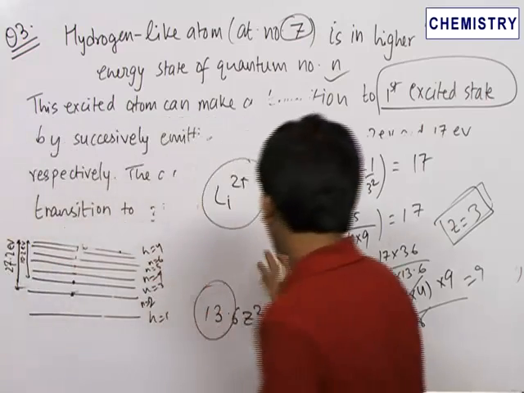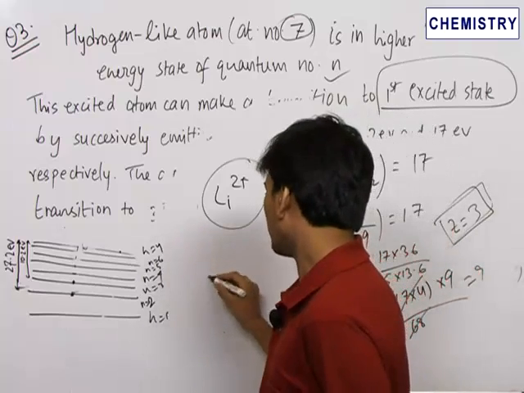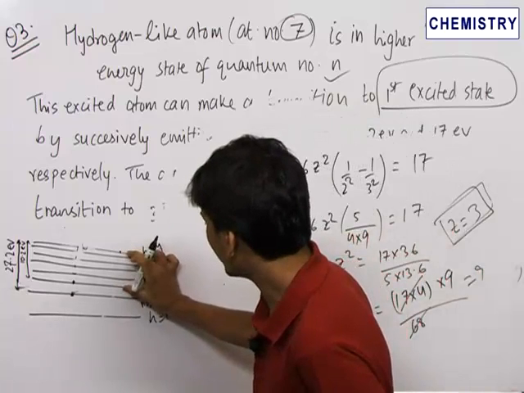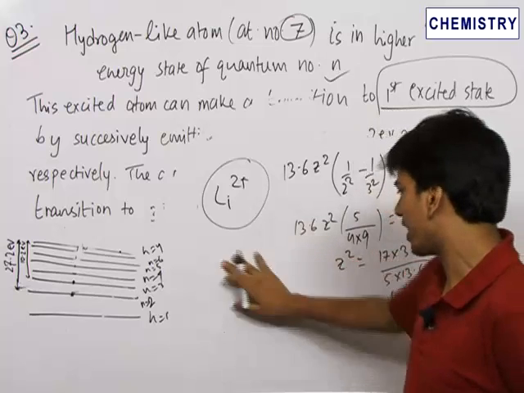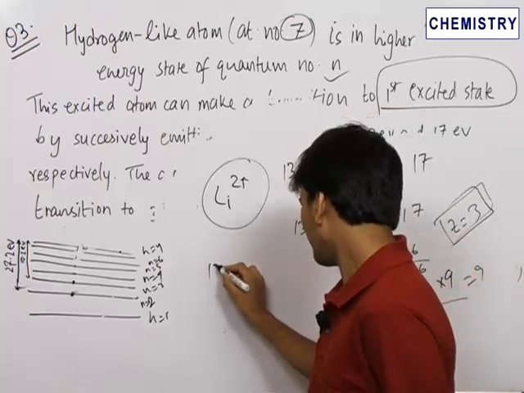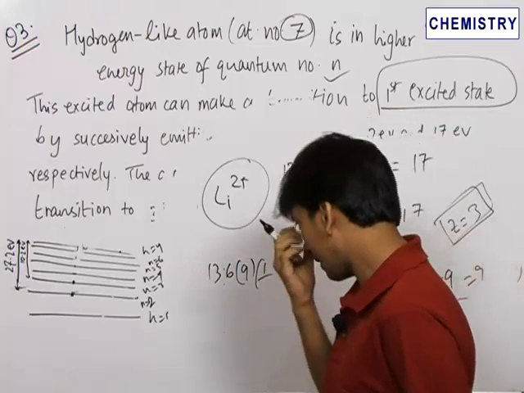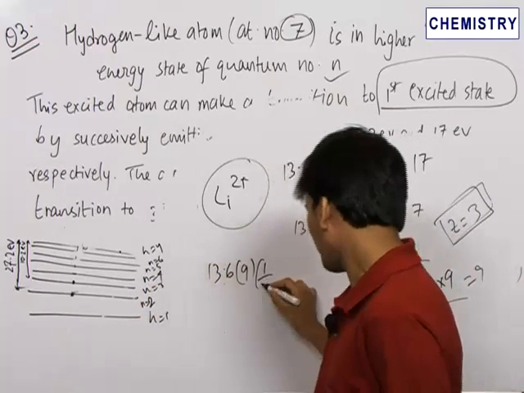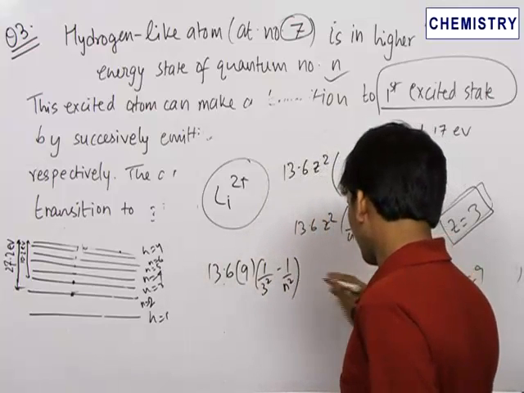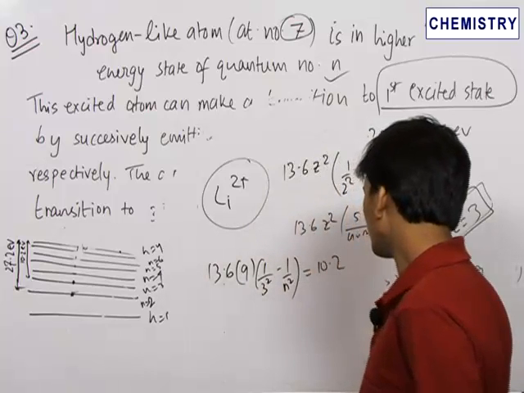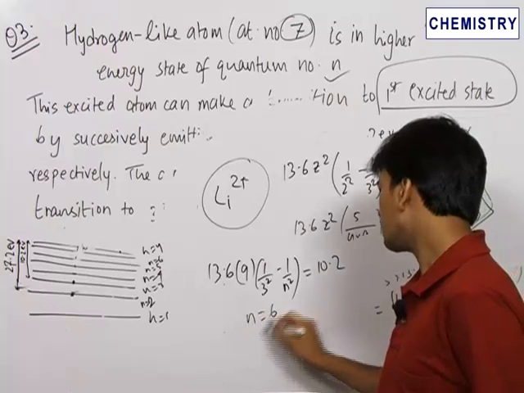Now as we know the Z, one can easily solve the question by writing down the equation for the energy difference between n is equal to n and n is equal to 3, or n is equal to n and n is equal to 2. You can use any equation. So we write 13.6 into Z squared, that is 9, into 1 upon 3 square minus 1 upon n square, this is equal to 10.2. On solving this, you will get the answer definitely to be n is equal to 6.